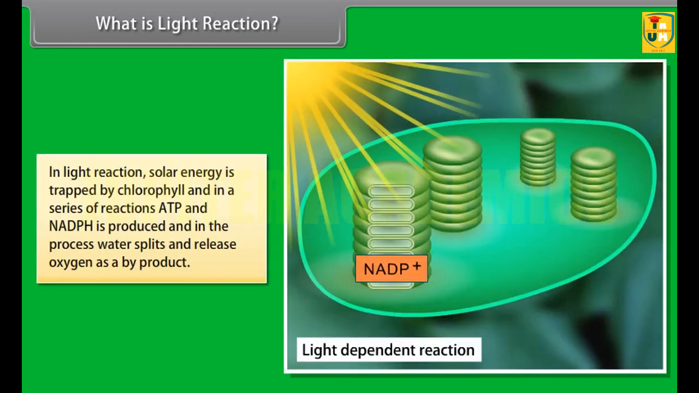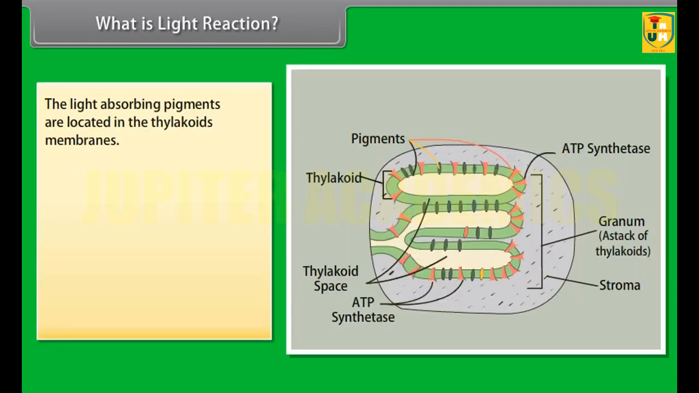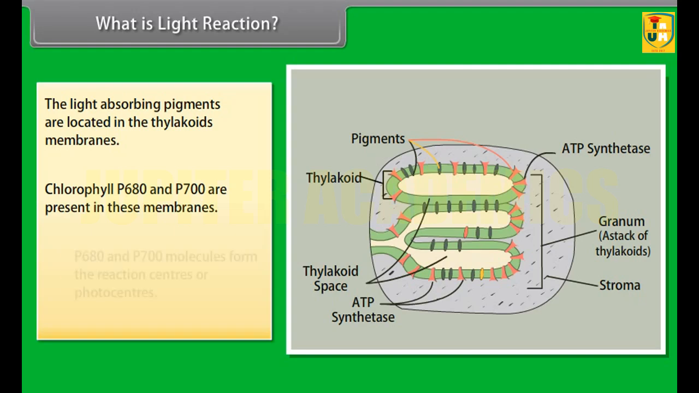In light reaction, solar energy is trapped by chlorophyll and in a series of reactions, ATP and NADPH are produced, and in the process, water splits and releases oxygen as a byproduct. The light-absorbing pigments are located in the thylakoid membranes. Chlorophyll P680 and P700 are present in these membranes.